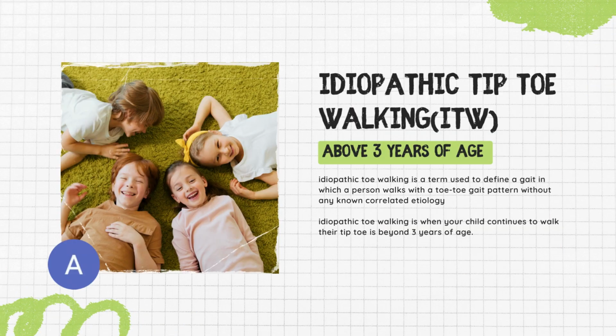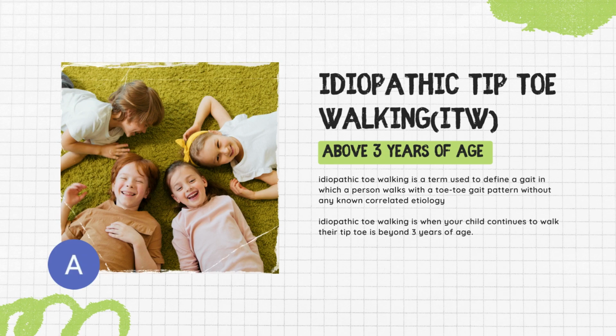So the causes: if there are no known causes, it is called idiopathic. So there is no known cause for this toe walking. Idiopathic toe walking is a term used to define a gait in which a person walks with a toe-toe gait pattern, removing the heels, without any known correlated etiology.